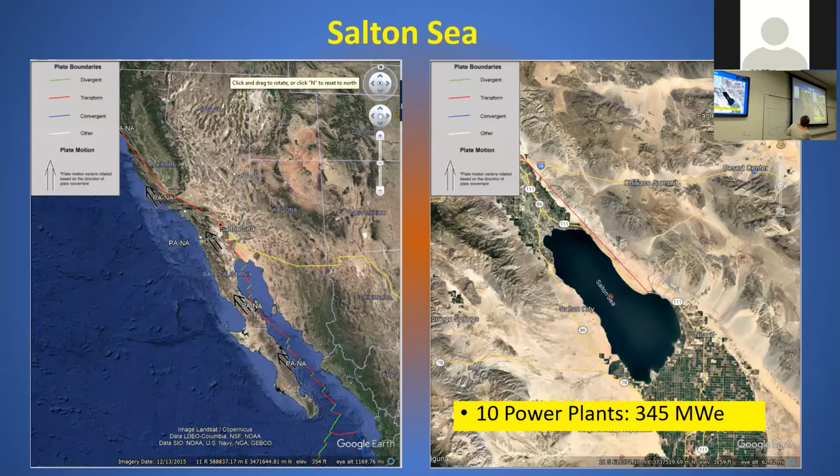Got the San Andreas here, but you can start seeing where this divergent plate boundary is starting to pull that crust away. What happens at divergent plate boundaries? Creating new crust, partial melting of the mantle, and water interacting with that.